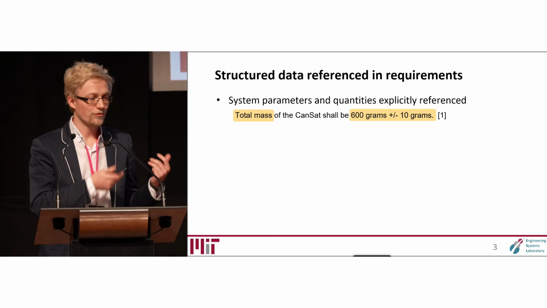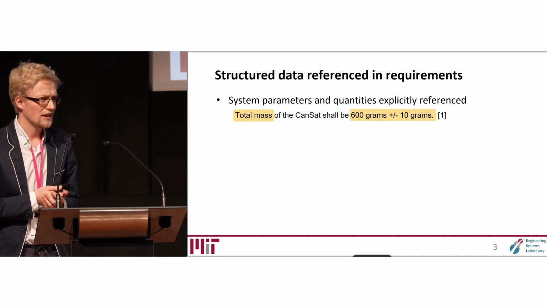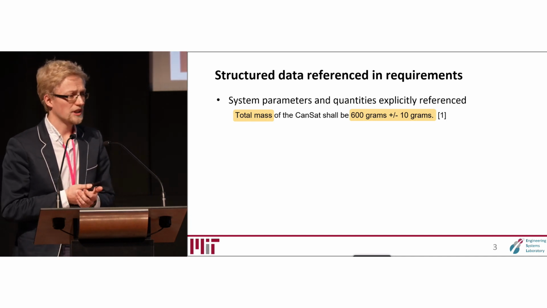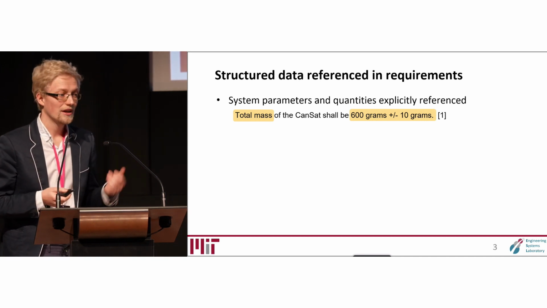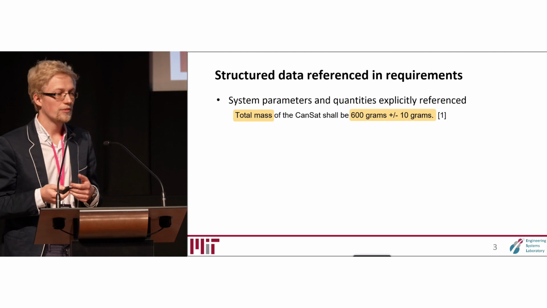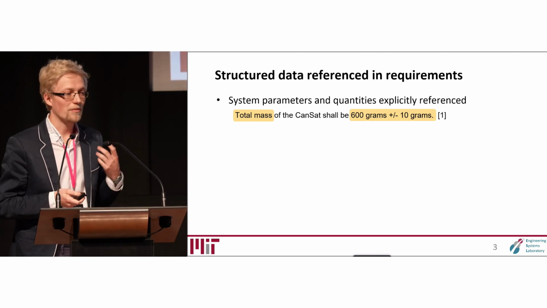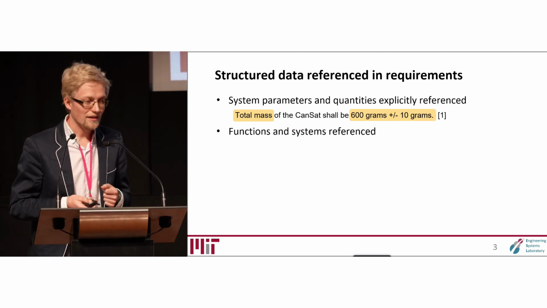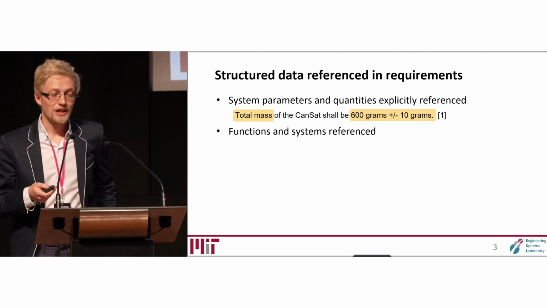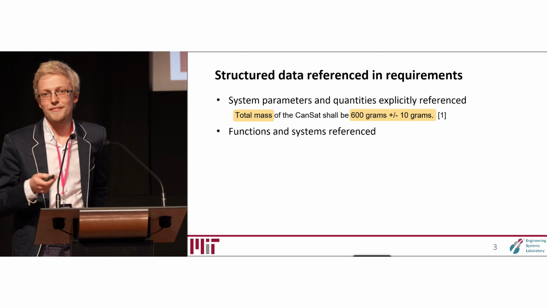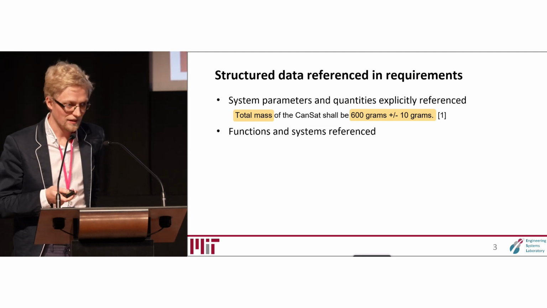So for example, this requirement here is from a student competition: the total mass of the can set shall be 600 grams plus or minus 10 grams. We have a reference to a system parameter, or just a parameter, the total mass, and a quantity at the end.